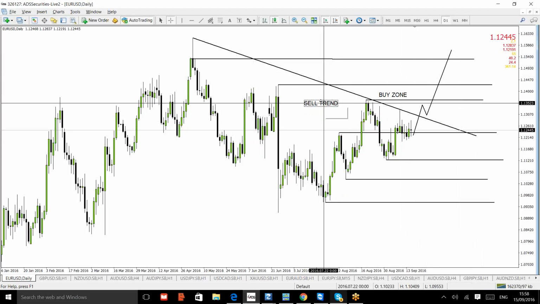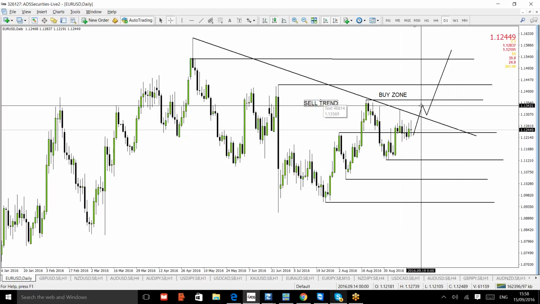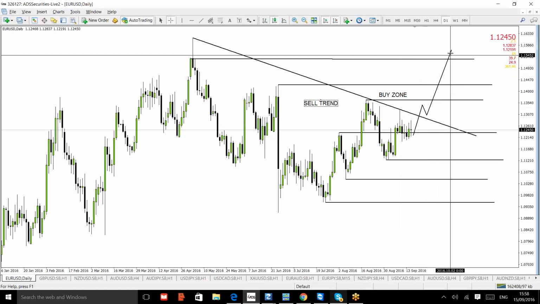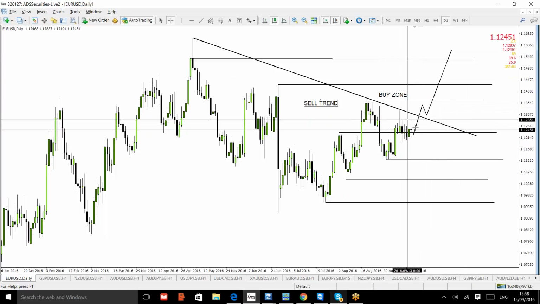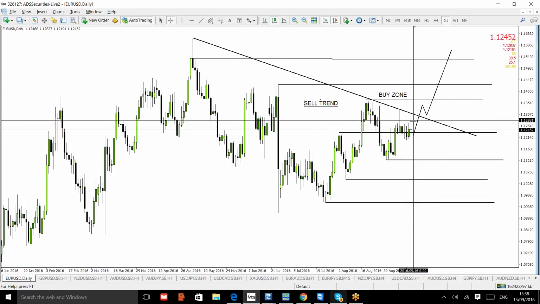So the simple question: what should I do? Is it a buy or a sell zone? Simple. You need to see a break and a retest to start buying it. Otherwise, it's just a sell. It's another sell. So if you're trading now, you are selling.